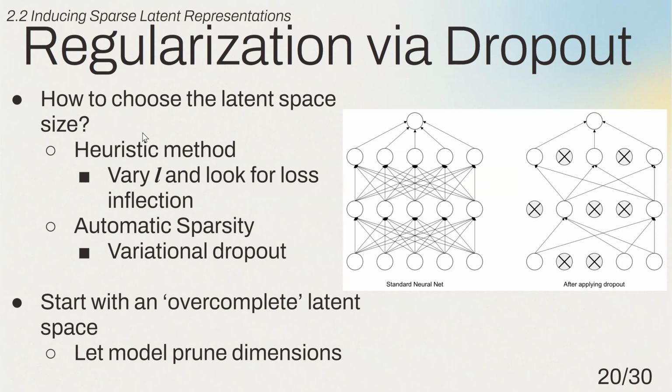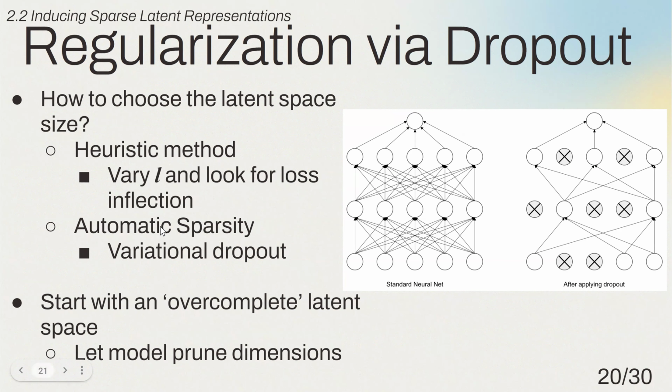Now, getting back to that overcomplete autoencoder case, they have this question of how to actually choose the size of their latent space. They start with a heuristic method, and on a synthetic data set they vary the size of the latent dimension, and then look at the loss for some kind of inflection point as to what would be a good choice. So they're just using that as a heuristic.